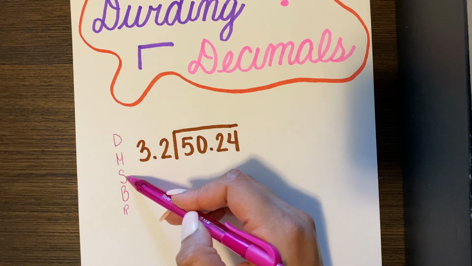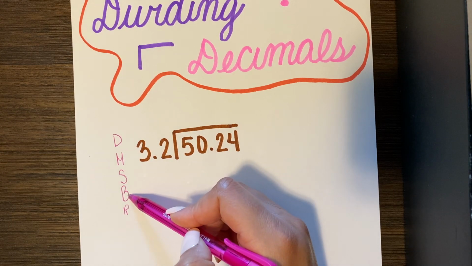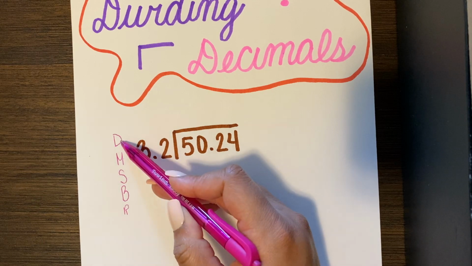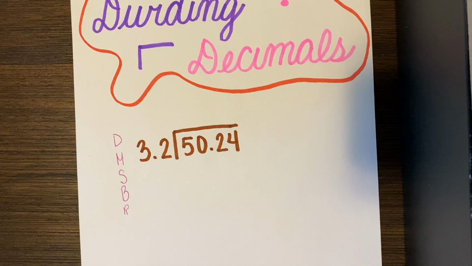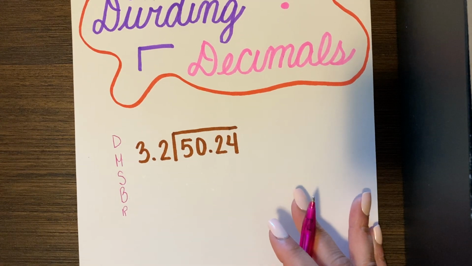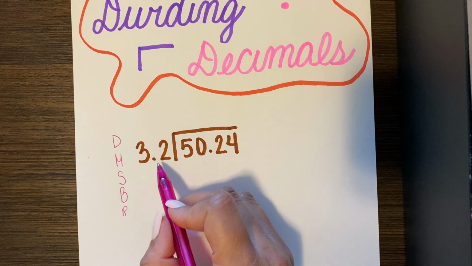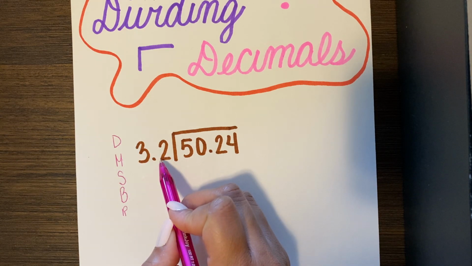Daddy, mommy, sister, brother, that's one mnemonic device that we use. We also use, does McDonald's sell burgers? Okay, so just keep that in mind. Make sure you are doing each step. So let's get started. First, divide.